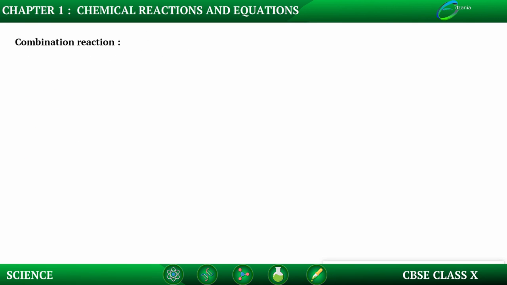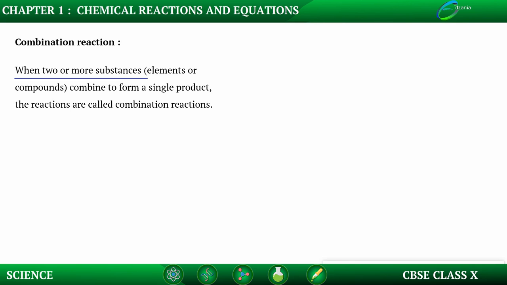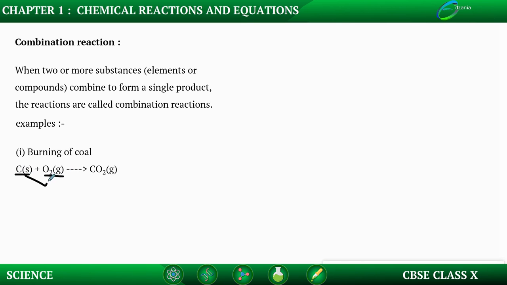Combination reaction: when two or more substances, elements or compounds, combine to form a single product, the reactions are called combination reactions. For example, burning of coal, that is, carbon plus oxygen gives rise to carbon dioxide. According to this example, carbon and oxygen are combined to form carbon dioxide, which is an example of a combination reaction.